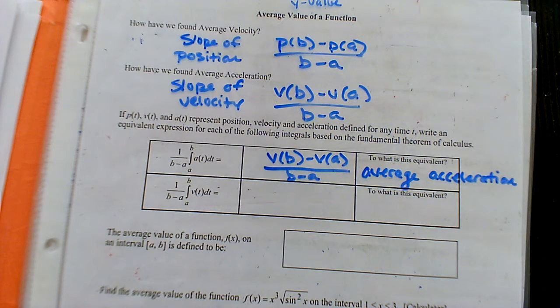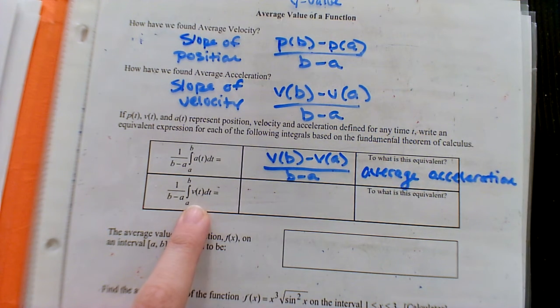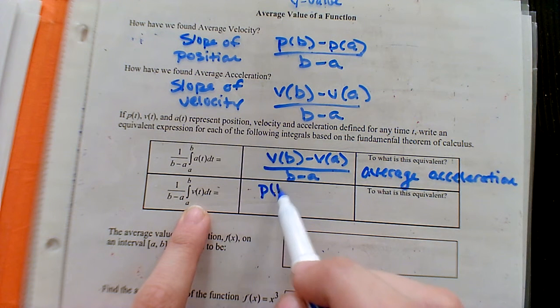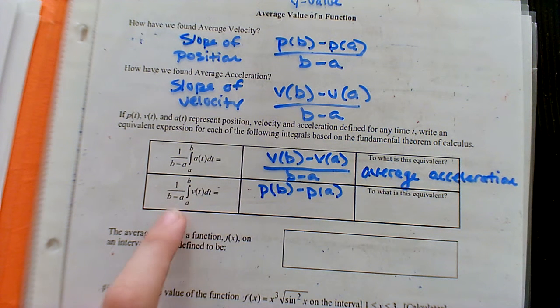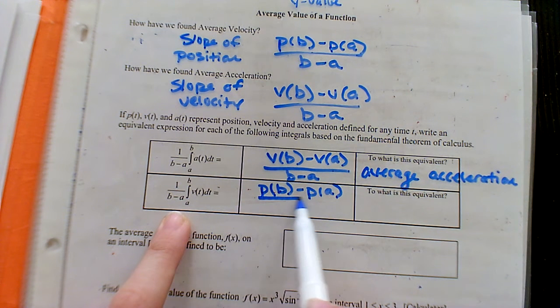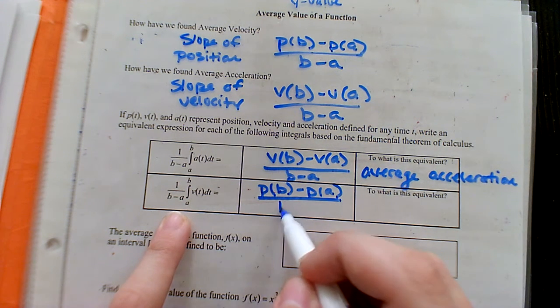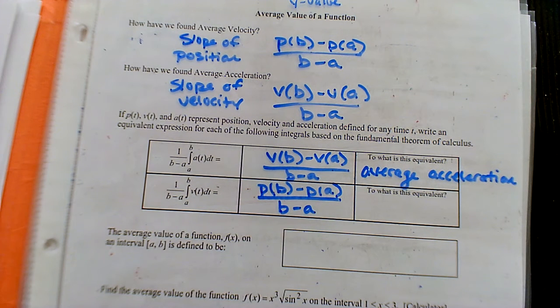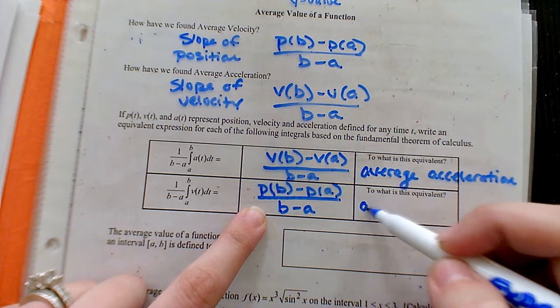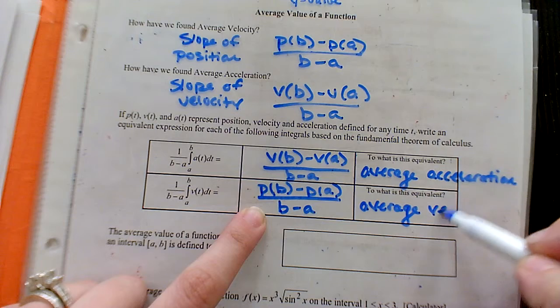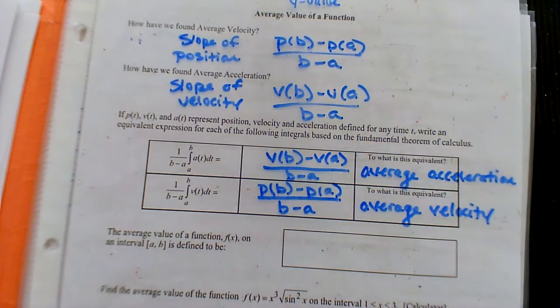Okay. Let's try the next one. If you work backwards from velocity, that would represent what? Position. Okay, top bound of B, bottom bound of A. And since we're multiplying the integral by 1 over B minus A out front, we'd have to multiply that position by 1 over B minus A, which would just send the B minus A to the denominator. What did we say this represented? The slope of position was average velocity.